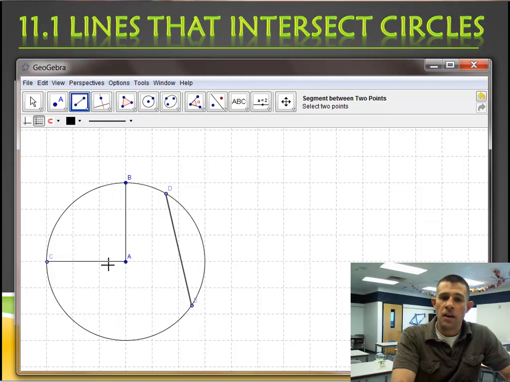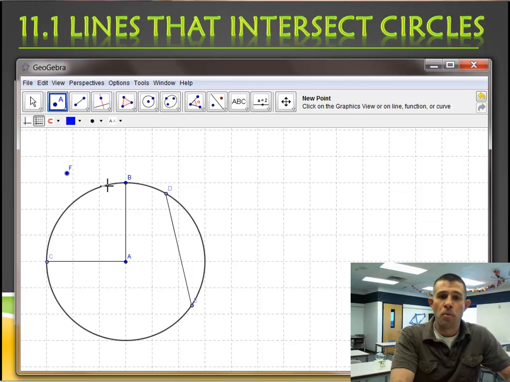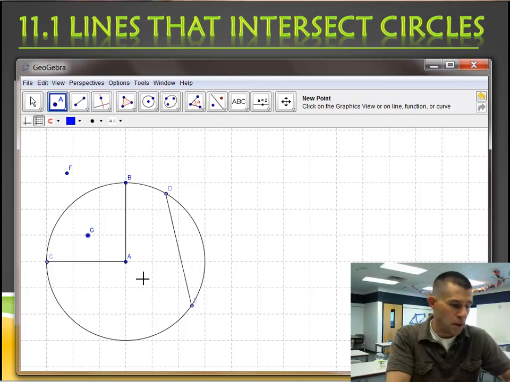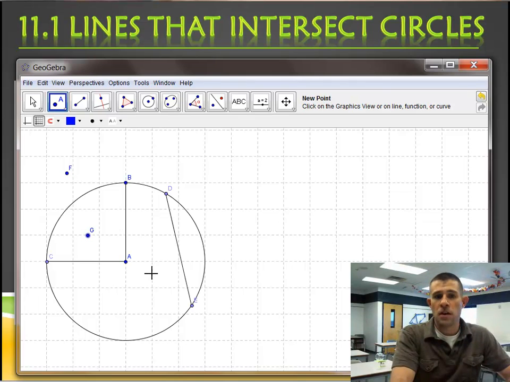Now there's an interior part of a circle, and there's an exterior part to the circle. And any point that's on the exterior would just be considered a point that lies on the exterior, and any point, such as point G here, that lies within the circumference of the circle would be considered on the interior of that circle. A few other important terms are a secant and a tangent.